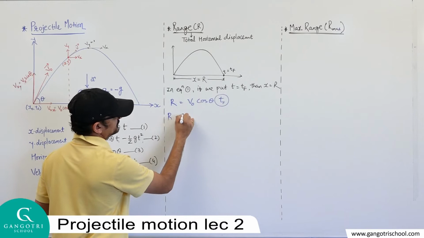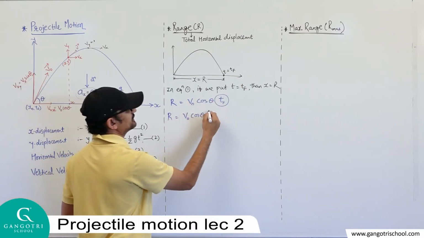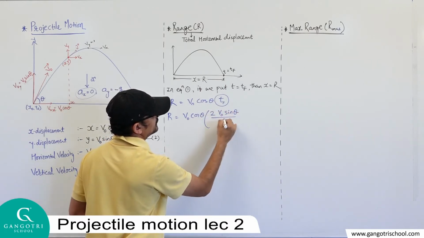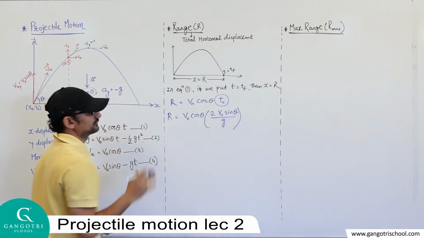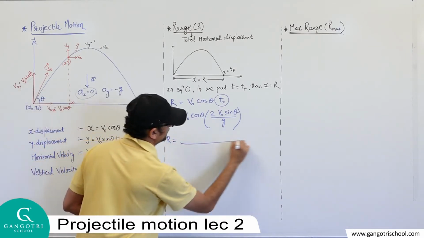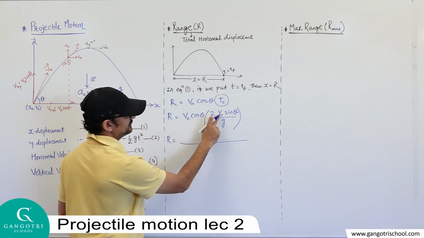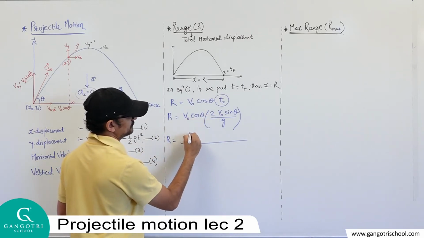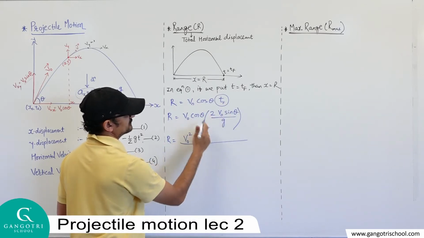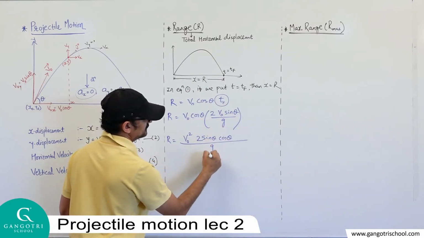Now let's substitute the value of TF. Just before, we derived the formula V0 cos theta as it is. Now TF is equal to 2V0 sin theta upon G. This is the equation of TF that I'll substitute over here. So R is equal to, let me arrange this, V0 square, 2 sin theta cos theta upon G.